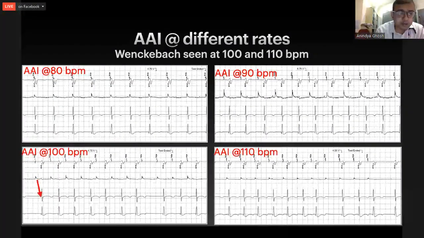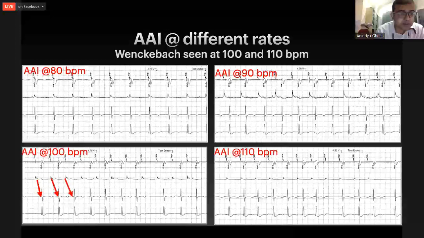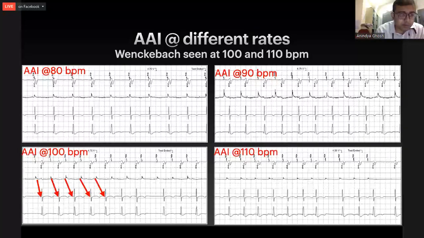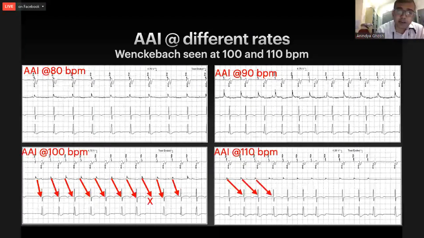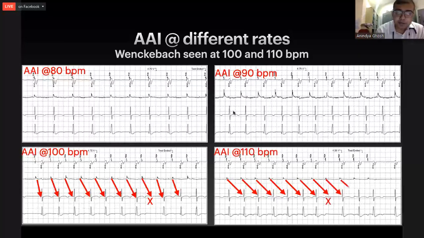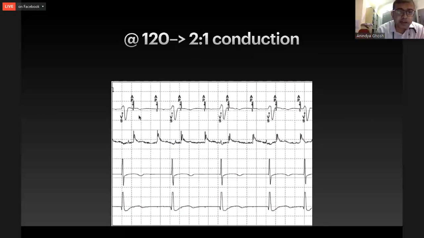90 beats per minute. But at 100 beats per minute, on pacing at 100 beats per minute, the patient's intrinsic conduction system started Wenckebach. At even higher rates, at 110, it continued to be Wenckebach. And when we paced at 120 beats per minute, it resulted in 2:1 conduction. So this was the patient's conduction system, which had a 2:1 rate of around 120.